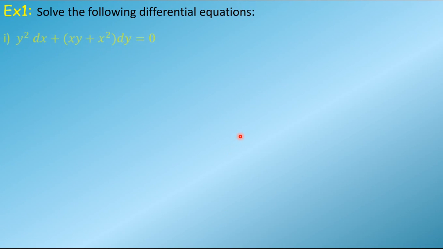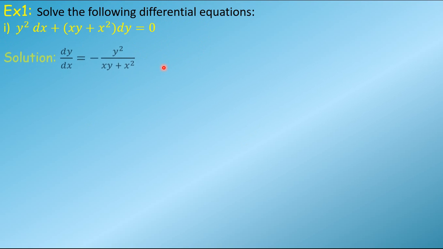Let's have some examples. See here, y square is 2, 1 plus 1 is 2, here also 2. So this is nothing but a homogeneous differential equation. In the examination, it is not said to solve the following homogeneous differential equation. Friends, you have to recognize whether it is a homogeneous or a regular sum.